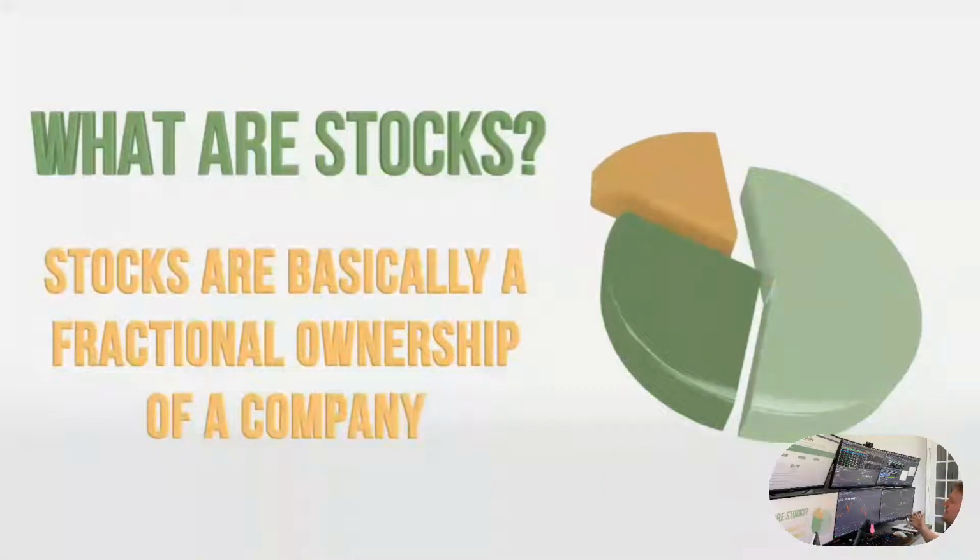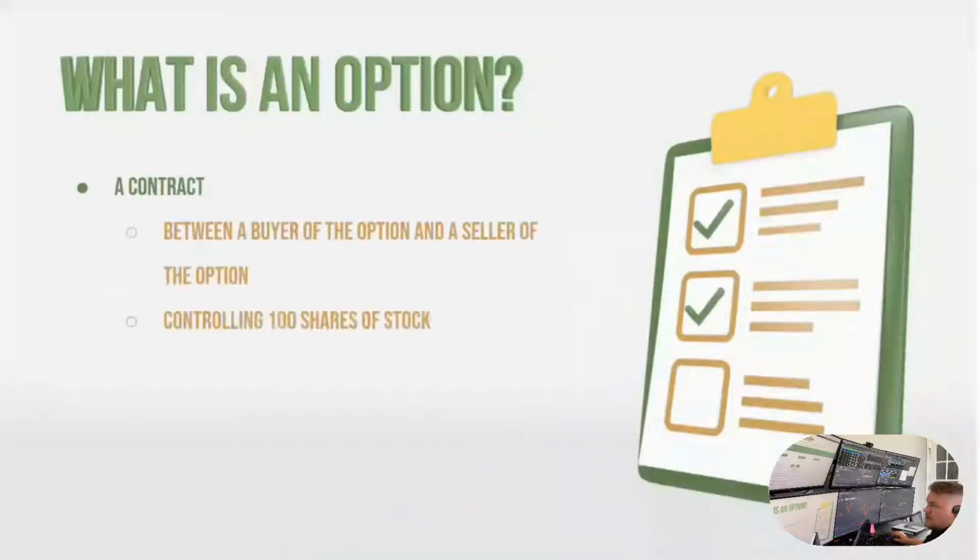Okay, so you guys know the difference between stocks and options, okay? So stocks are basically a fractional ownership of a company, okay? That's it. An option is totally different. It's a contract between two people, okay? So let's go over this. Simply, an option is a contract between a buyer of the option and the seller of the option. One option controls 100 shares of stock.